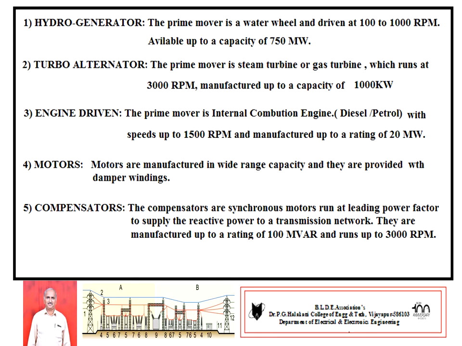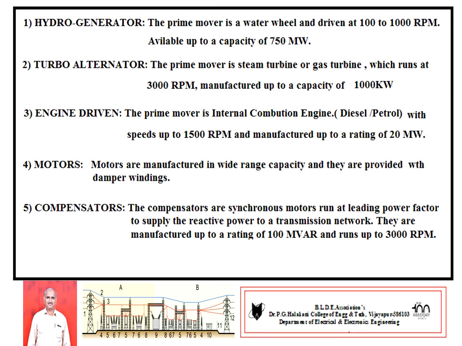Then, along with the applications, how are the generators classified? Number one, hydro generator. I have discussed it in the previous slide only. This is a type of generator which is coupled to a hydraulic turbine. Such type of alternators or generators are driven from 100 rpm to 1000 rpm, and are available up to a capacity of 750 megawatt.